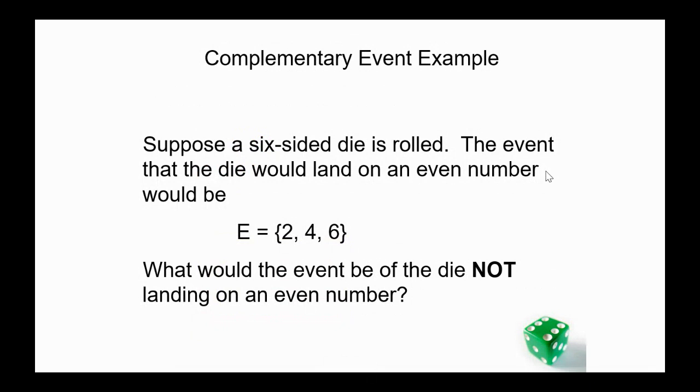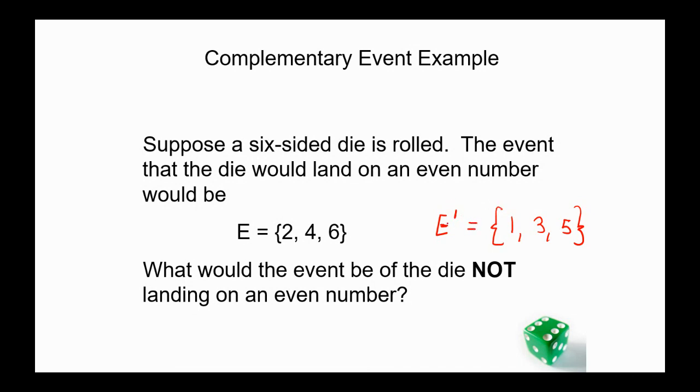Let's suppose we roll a six-sided die. The event that the die would land on an even number would be 2, 4, and 6. What would the event be that the die does not land on an even number? 1, 3, and 5. Good. Now, if this is E, I could call this E complement.